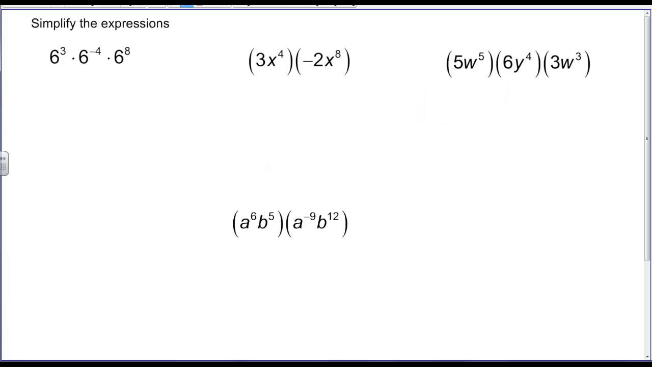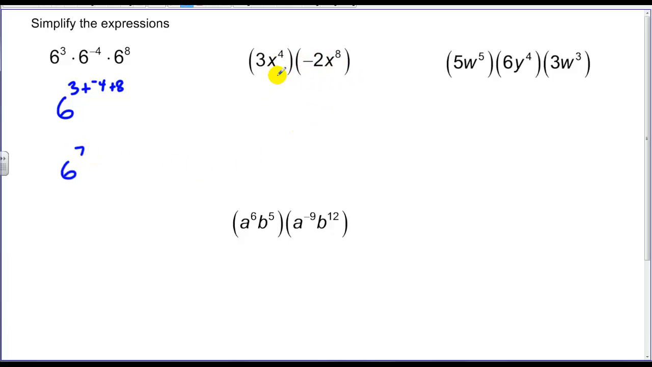So here are some more practice problems. I have 3 terms in this case, all with the same base. So I keep that base, add the exponents, and you'll notice I have 6 to the 7th.